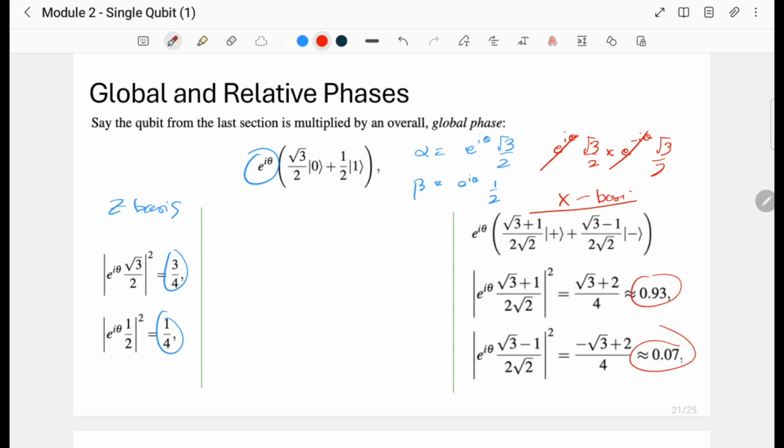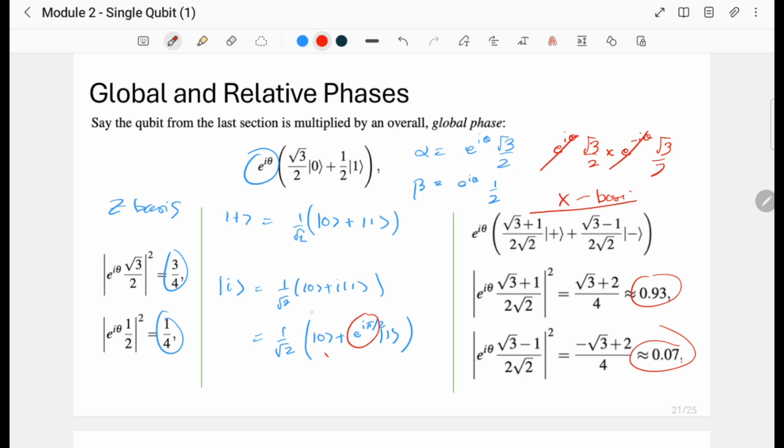However, you must remember that the global phase is irrelevant, but not the relative phase. What it means by relative phase is, for example, this is our plus state, 1 by root 2, 0 plus 1, okay, and we say we have iota, which is 1 by root 2, 0 plus iota 1, which can be represented as 1 by root 2, 0 plus e to the iota pi by 2 times 1. So this is a relative phase between 0 and 1.